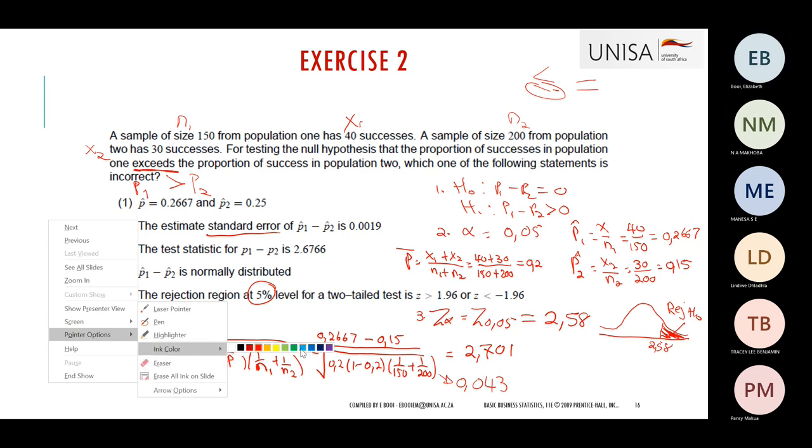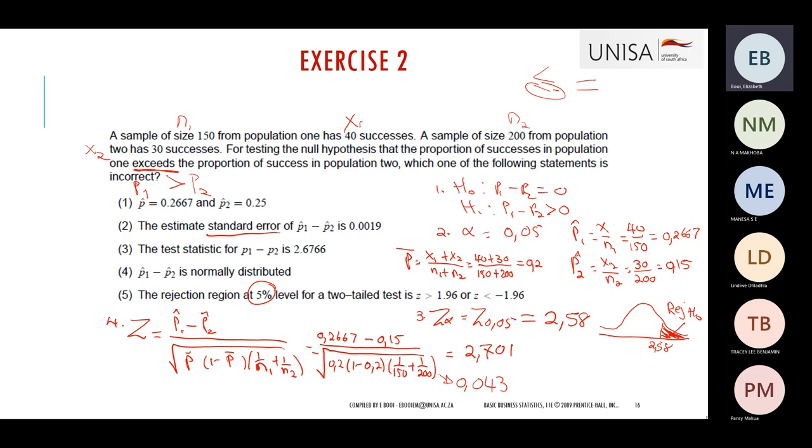So let's look at this. The question is asking which one of the following statements is incorrect. So we're looking for the incorrect one. Number one states proportion one is 0.2667 and proportion two is 0.25. Why do we have 0.15? 30 divided by 200. That's what we are calculating, right? It's 0.15, yes. So this is incorrect because that says it's 0.25. Size 200, population 2 has 30 successes. So that is incorrect.